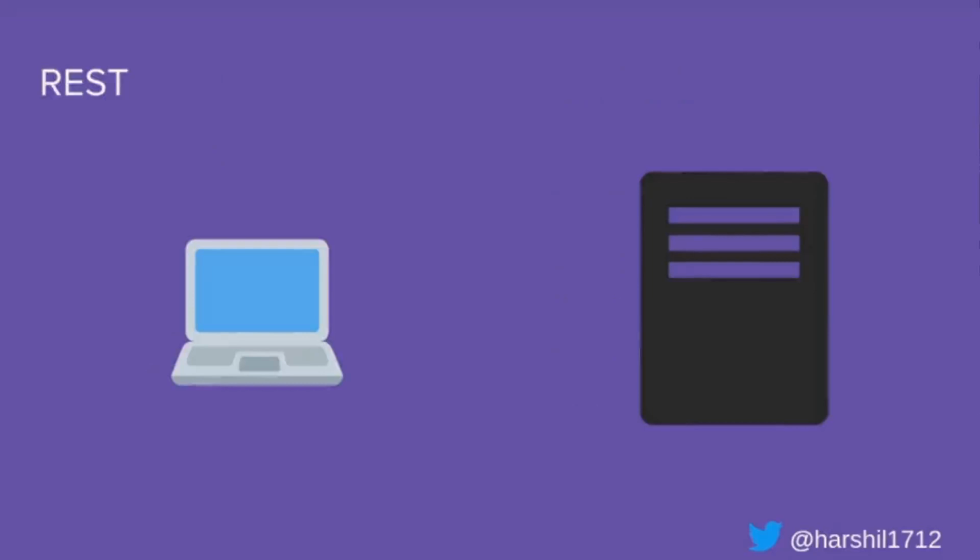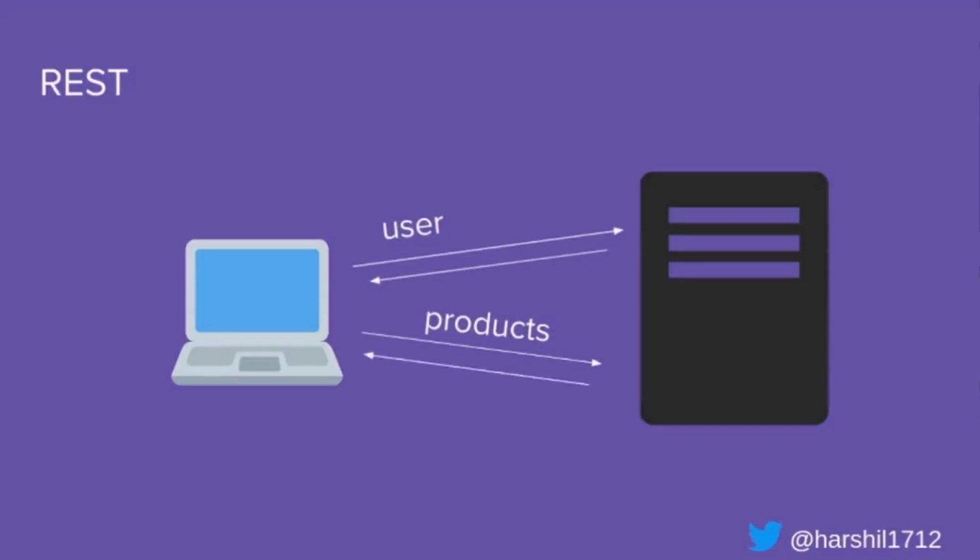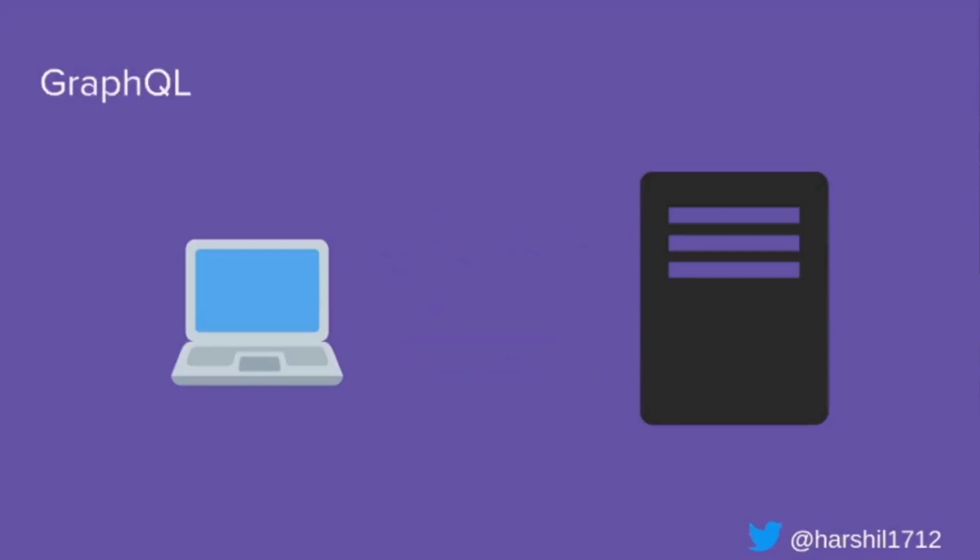The client will first make an API call through the user endpoint and get the user information. The client will then make a different API call to the products endpoint to fetch the information of products that the user ordered. So if you see, we are making two different API calls. But with GraphQL, our application makes a single call to the API endpoint and gets the desired response. With one API call, we are able to make multiple requests.